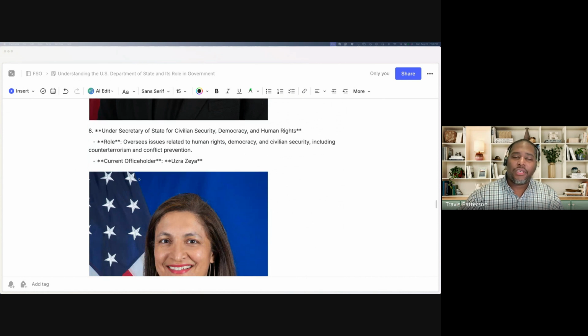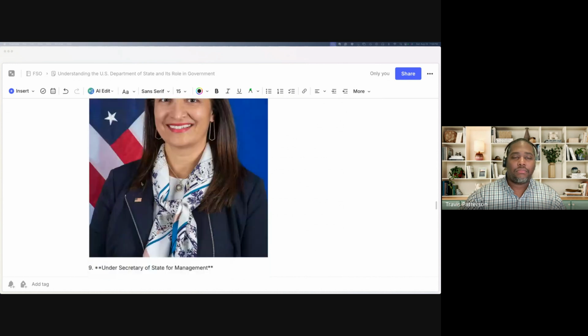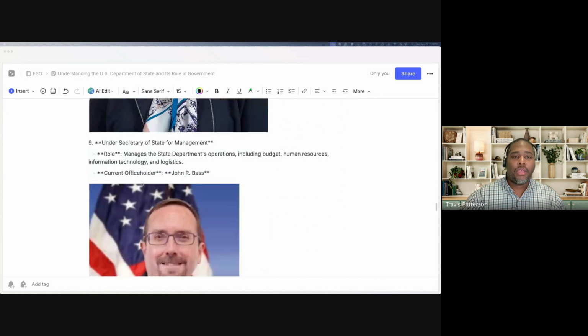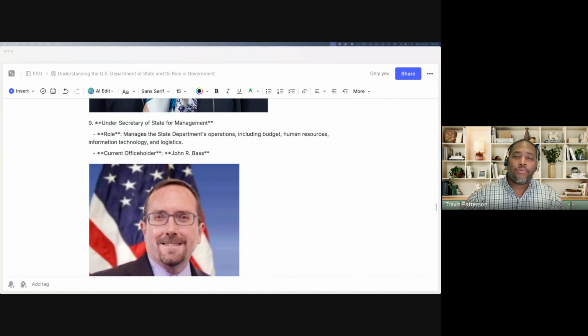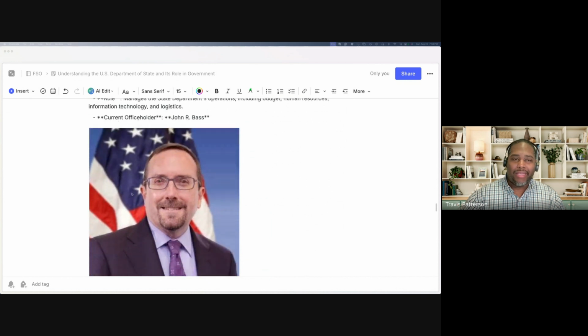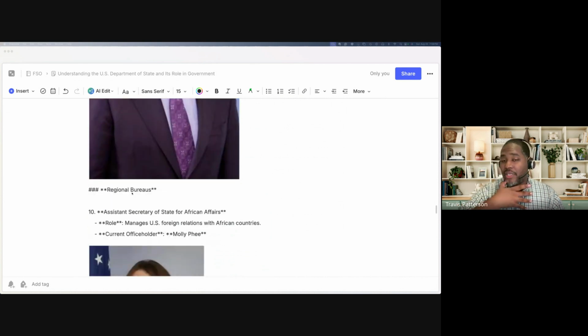Undersecretary for Civilian Security, Democracy, and Human Rights oversees issues related to human rights, democracy, and civilian security, including counterterrorism and conflict prevention. Uzra Zeya. Undersecretary of State for Management manages the State Department's operations, including budget, human resources, information technology, and logistics. John Bass. I would essentially be reporting to him one day, unless it'd be a new person.